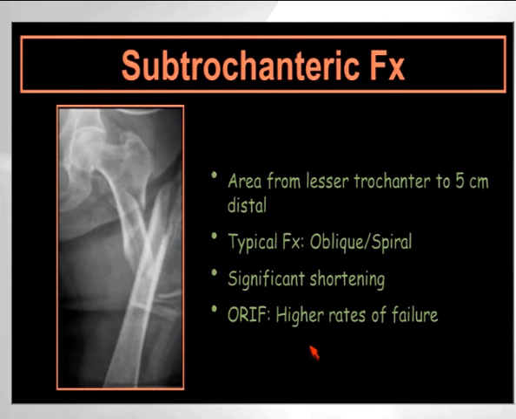Subtrochanteric fracture: any area beyond the lesser trochanter to 5 centimeters distal is considered subtrochanteric. Subtrochanteric fractures are usually comminuted and spiral, and typically there is significant shortening because there is a lot of overlapping. And these are hard to fix too. So obviously these fractures you would never miss.